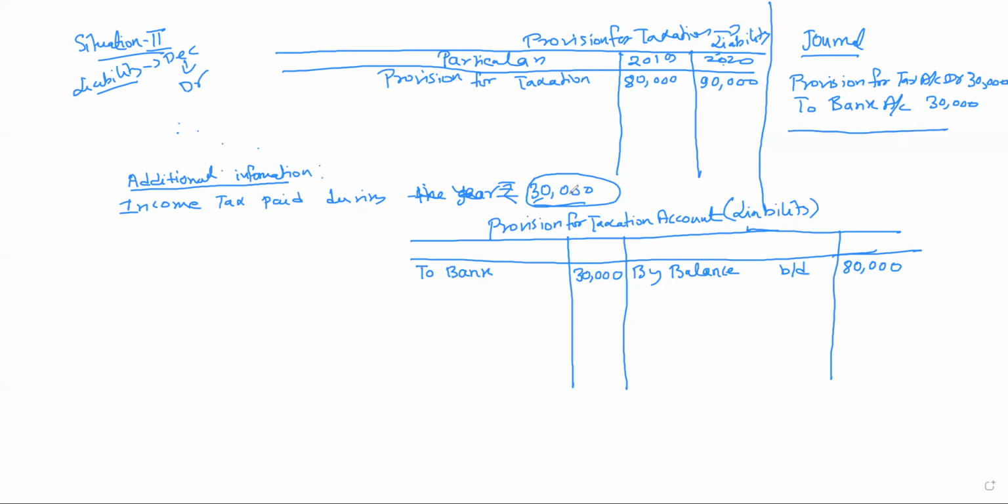When you are making a payment of income tax, it is provision for tax account debited to bank account. Is it clear to all of you? Finally, opening balance being a liability will come on the credit side. Then where should the closing balance come? Here. To balance carried down. What is your to balance carried down figure, students? 90,000. Finished.